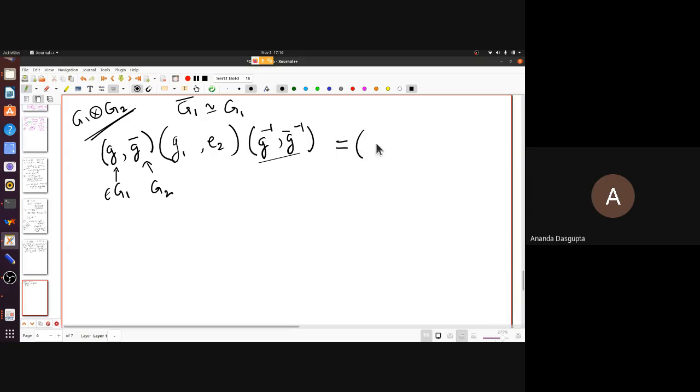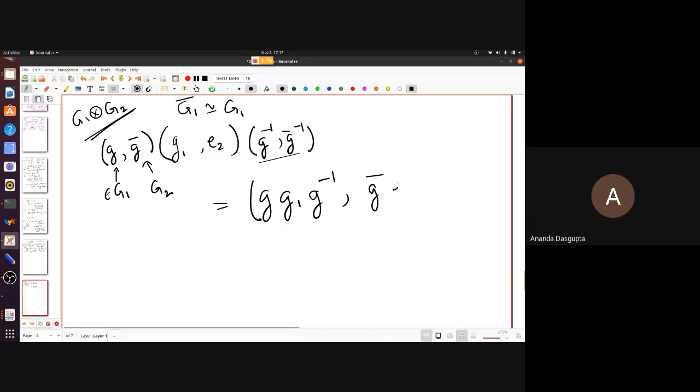Put them together, what do you get? If you just use the group multiplication rule, where essentially the first group multiplies on its own, the second group multiplies on its own, that's for the first element. For the second, sorry, I wrote it completely wrong. What you're going to get is, all the first elements are going to get multiplied, g inverse. The second elements are also going to be multiplied, g bar, e2, g bar inverse. What is this going to be?